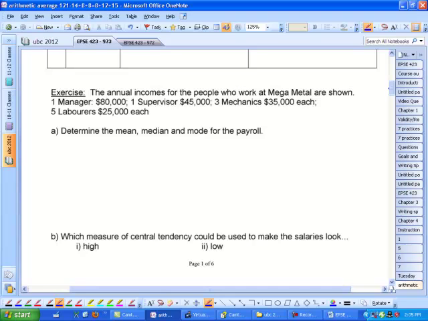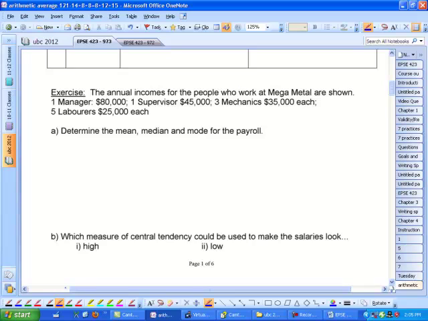You've got one manager, which makes $80,000, one supervisor that makes $45,000, 3 mechanics, which make $35,000 each, and 5 laborers, which make $25,000 each. I'd like you to determine the mean, median, and the mode for the payroll. Now, once again, if you can do this on your own, go ahead and do this on your own. Just double check your answer with mine. But if you need to actually listen to me as I go through it, then of course watch the video and go through it.